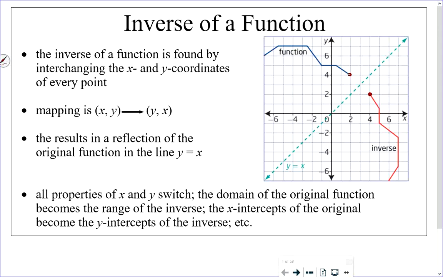And we discovered yesterday, because of that, we can write the mapping as (x, y) maps to (y, x). We discovered, just by way of an example, that it turns out that that dotted greenish line, which is y equals x, is a line of reflection between a function and its inverse.